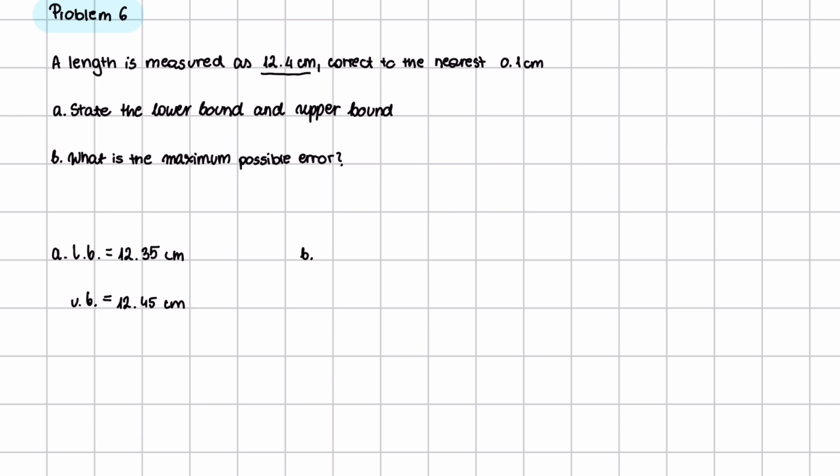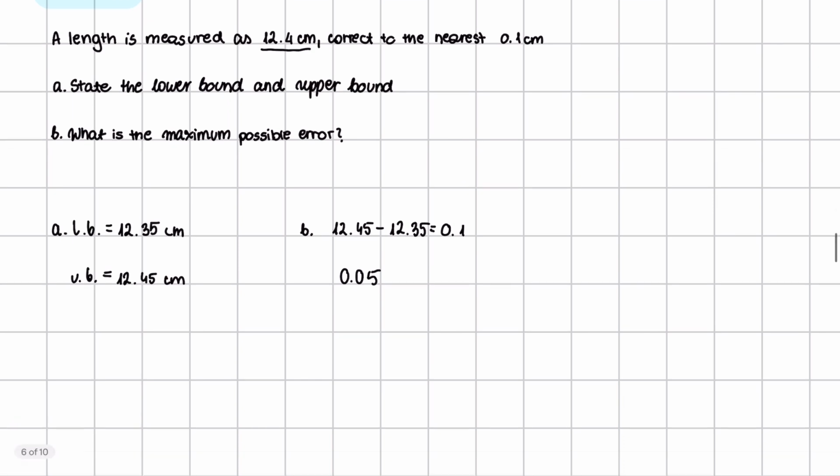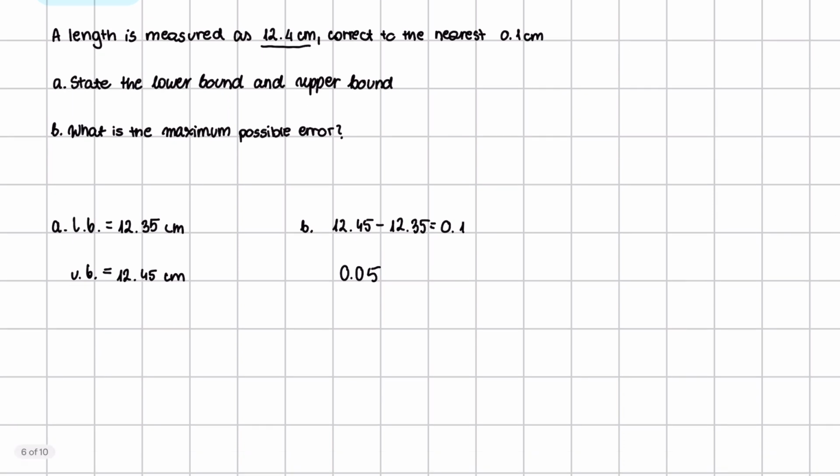So the difference between lower and upper bound is simply 12.45 minus 12.35, and it is 0.1, and the maximum possible error is half of it. So our maximum possible error is just 0.05, and we also have to include signs. It is plus or minus, so we can leave it like this, and of course units, centimeters.